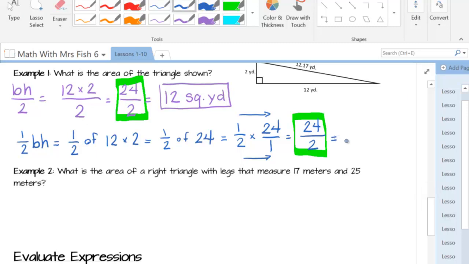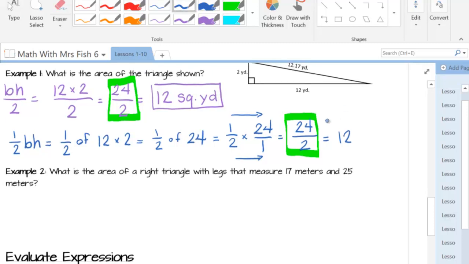Some students will automatically know, wait a minute, half of 24 is 12. And that is totally fine. There's some times where I expect my students to show their work, but I'm a huge proponent of mental math. And I will be showing your students lots of ways they can do mental math with ease.